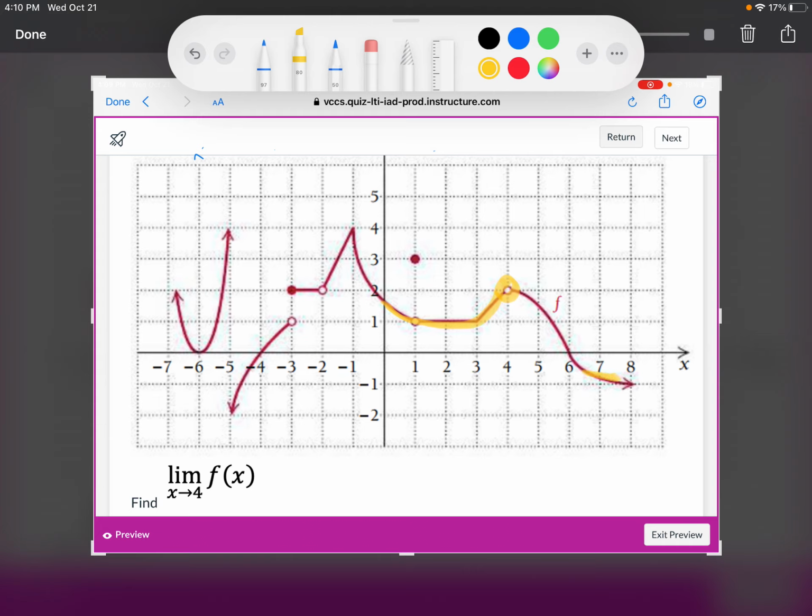And if I'm trying to approach 4 from the right side of the graph, I'm still approaching that same open circle, which is at (4, 2). So it's funny, the function is not defined at x equals 4, but the limit does exist. As x is approaching 4, this function is going to what? 2. It's not really going to, it's trying to go to 2. We have an open circle at 2. So the limit is actually 2.